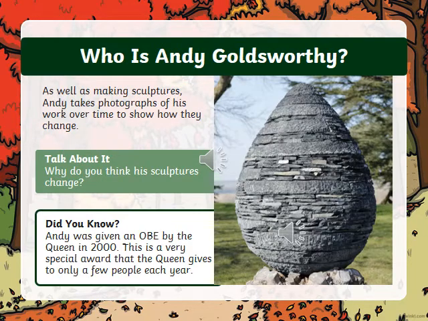As well as making sculptures, Andy takes photographs of his work over time to show how they change. Why do you think sculptures change over time? Tell your adult. Andy was also given an OBE by the Queen in 2000. It's a very special award that the Queen gives to only a few people each year.